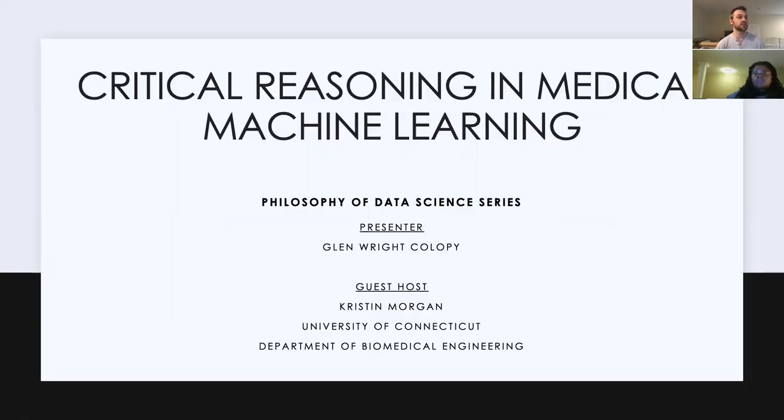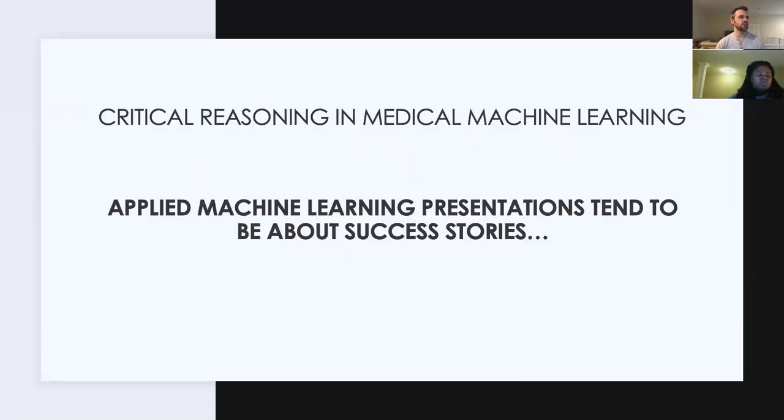All right, so today's presentation is on critical reasoning in medical machine learning. Very commonly when people talk about applied machine learning, the presentations revolve around success stories, either explicitly stating a success story of applying machine learning to a clinical problem, or implicitly, through the methods they develop, that now we have these new capabilities.